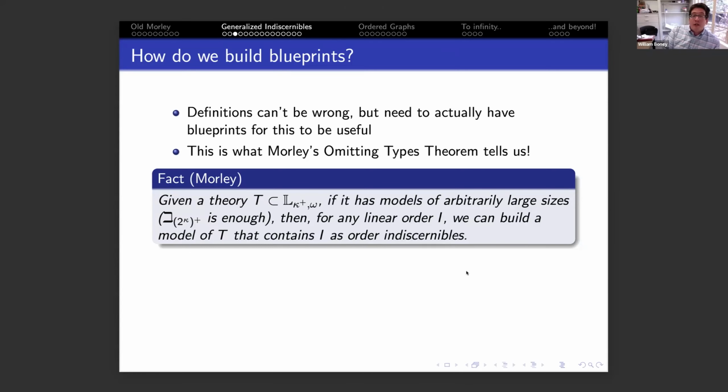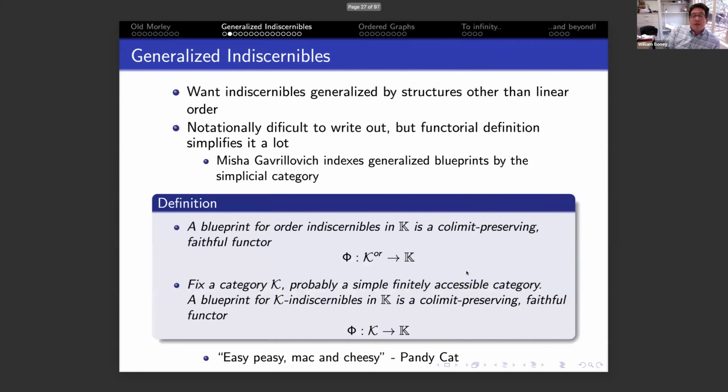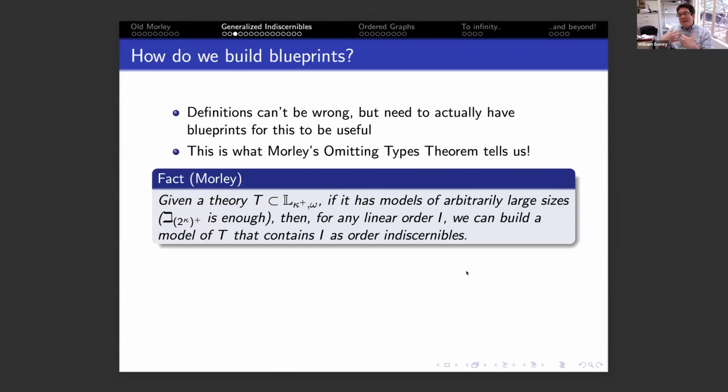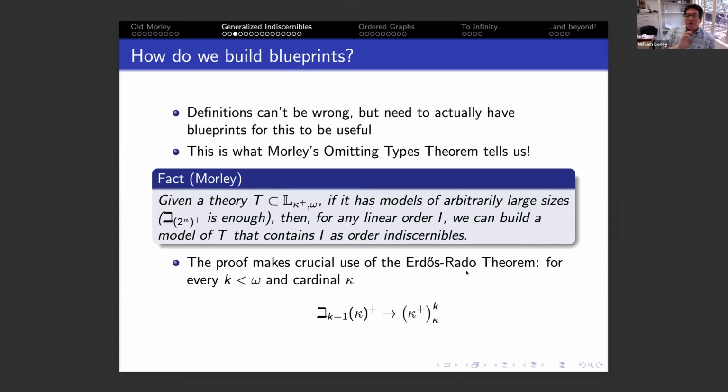And so when it comes to order indiscernibles, or order blueprints for order indiscernibles, this is exactly what Morley's omitting types theorem tells us: that you take T in L kappa plus omega. If T has arbitrarily large models, or models cofinal in beth sub 2 to the kappa plus, I can build some blueprint from the class of linear orders into the models of T. I do this by first Skolemizing T, so it becomes just like a universal class. And then, yeah, we'll talk about the proof a little bit.